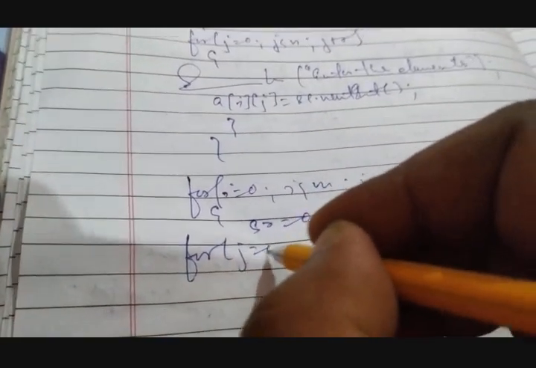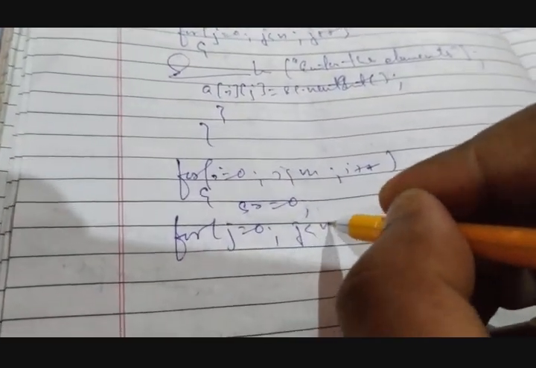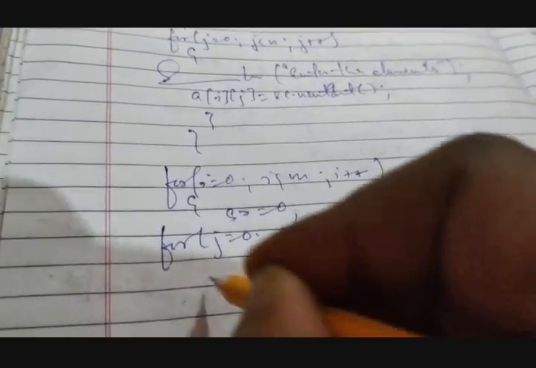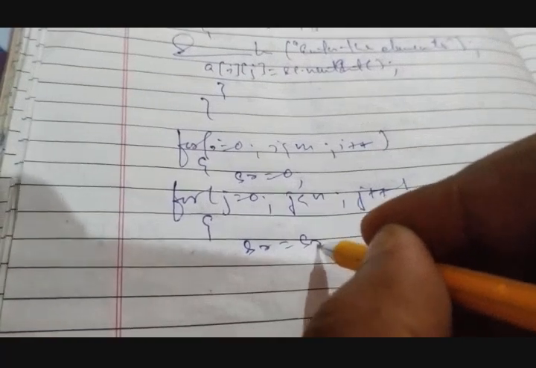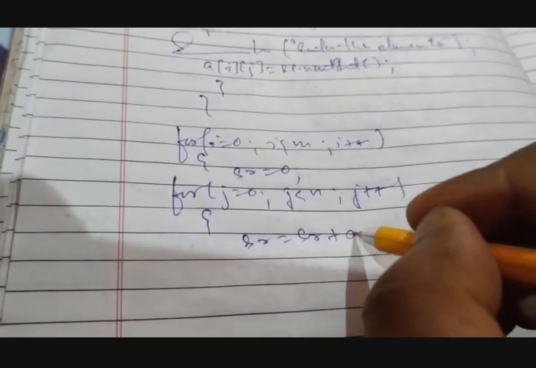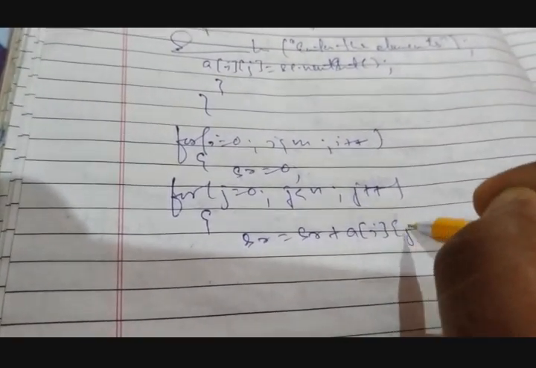For j equals 0, j less than n, and then j plus plus. Now you need to find the sum. So SR equals SR plus A[i][j].